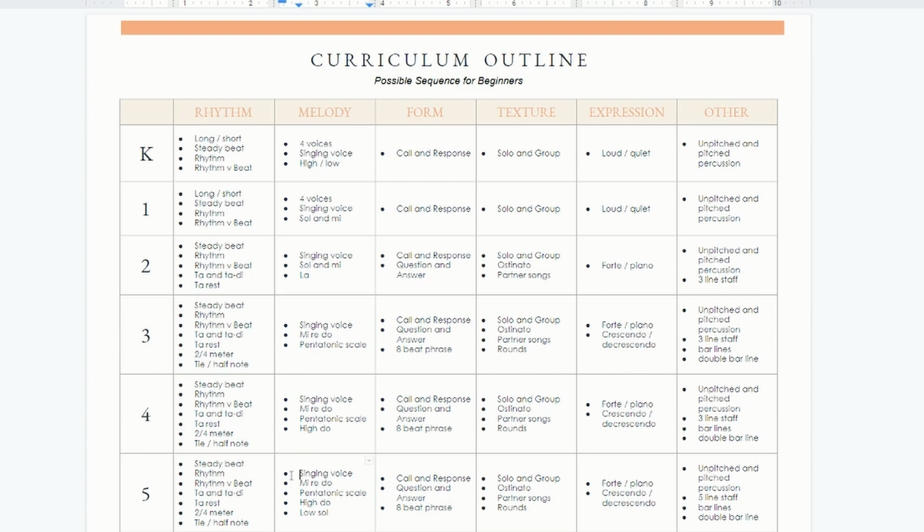So in that first year, I am expecting students to get to 2/4 meter and to a half note. I'm expecting them to get to low so and high do, an 8-beat phrase. I'm expecting them to sing in a round, things like a crescendo, decrescendo, and then double bar lines, things like that.